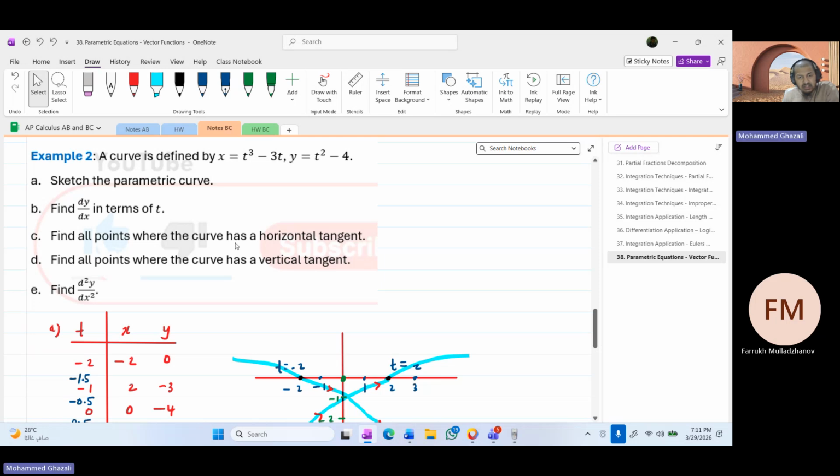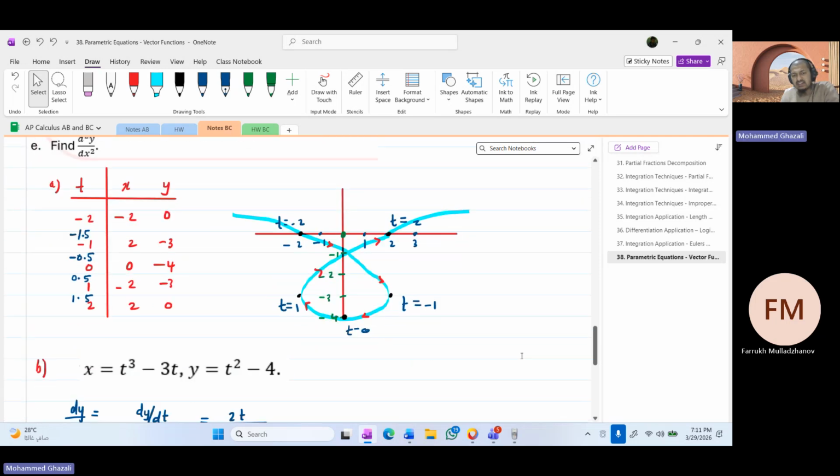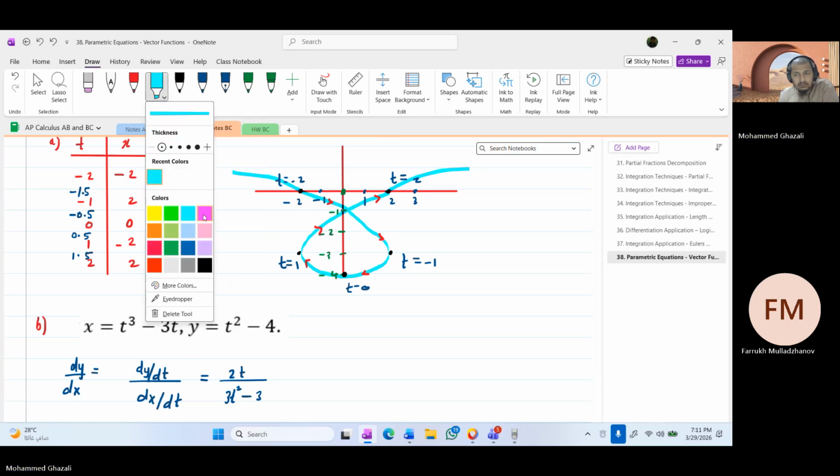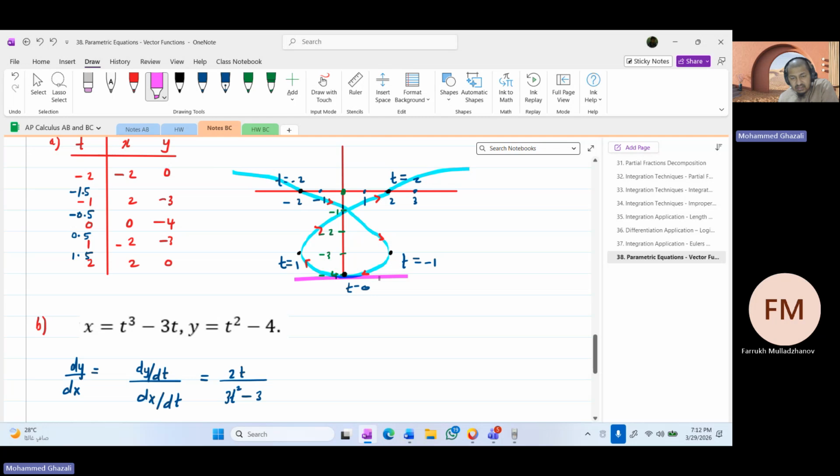Find all points where the curve has a horizontal tangent. Where is the curve horizontal tangent? It is horizontally tangent at t equals 0, isn't it? And the coordinate is 0 and -4. We can see it visually from the graph. There's a horizontal tangent right here, and we can see vertical tangents here. Okay, so let's check if that actually works.